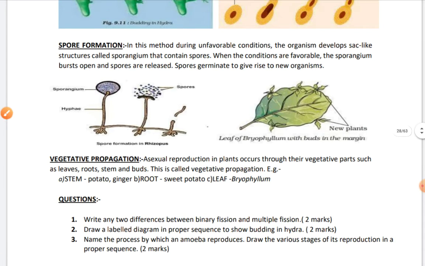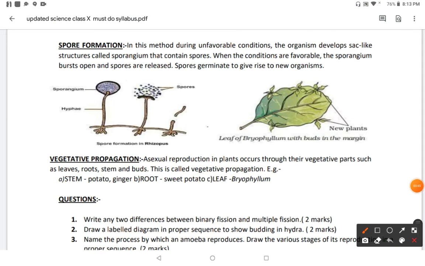And the last one is vegetative propagation. In vegetative propagation, asexual reproduction in plants occurs through their vegetative parts, such as roots, leaves, stem and bud. For example, through the stem, potatoes and ginger can be grown, and the sweet potato root is used to develop new sweet potatoes. In Bryophyllum, you can see buds develop on the leaf, and the leaf of the plant is converted into a new plant again.